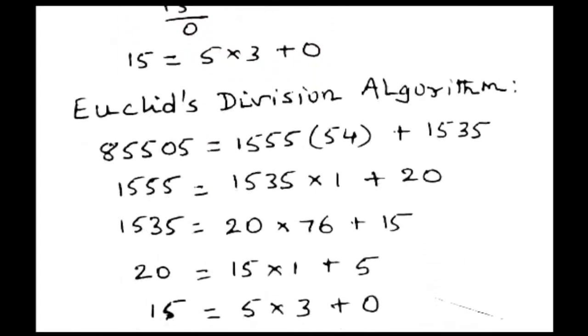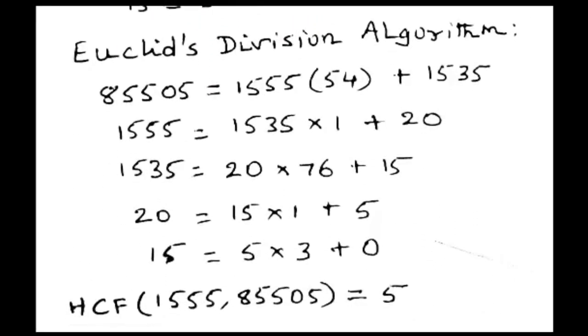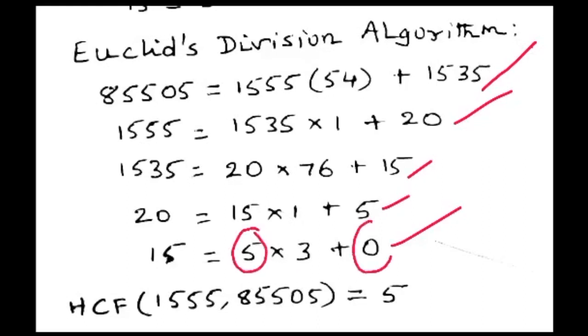Therefore, we note down the Euclid division algorithm steps which were obtained in the previous steps. Now, in the last step, when we got a remainder equal to 0, the divisor becomes the HCF of the two given numbers.